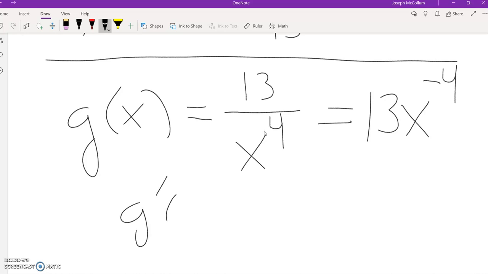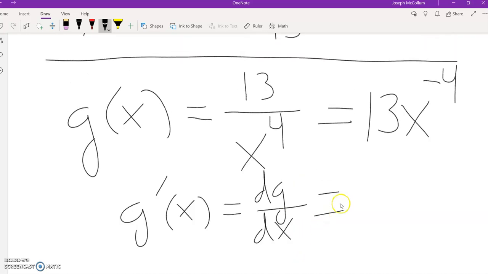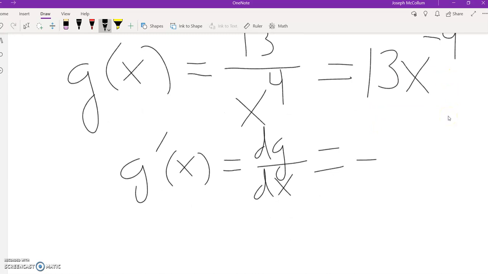The derivative, g prime of x, and of course, our fancy notation, dg over dx, because it's the derivative of the g function with respect to the variable x, dg dx. That derivative, well, now that we wrote it like this, no big deal. I don't care what the power is. Let me summarize. I don't care how ugly this power is. Bring it down to multiply. So 13 times a negative 4. That is a negative 52.